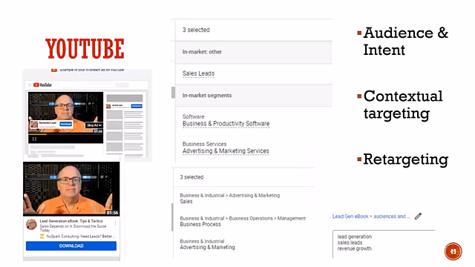YouTube, there's lots of ways to target B2B as well, on channels as well as audiences and intent, and contextual targeting again, keywords. These are examples of topics and in-market segments for products, and you can promote your video and your lead magnet there.